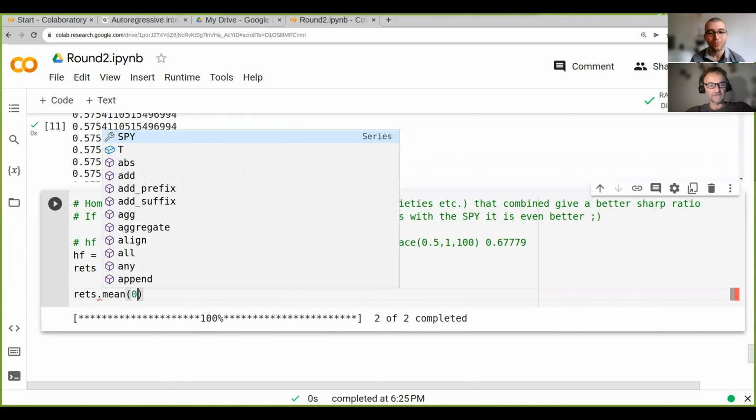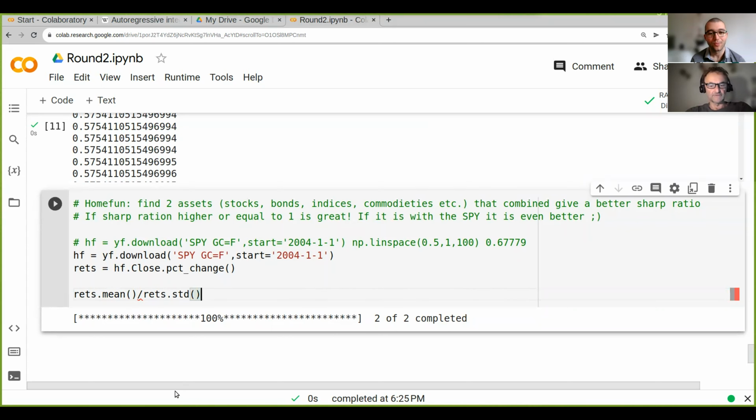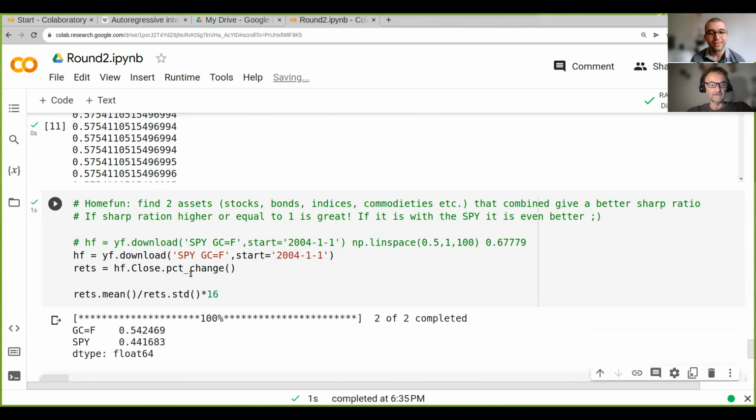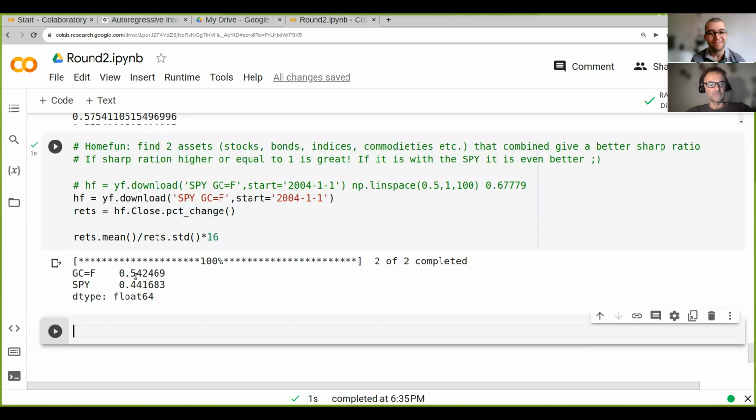So let's just check the Sharpe ratios for the individual instruments and see what we get. So we've got gold 0.54, SPY 0.44. Okay, so that's our gold standard, so to speak. All right, so now what we want to do is basically see if we get something better.